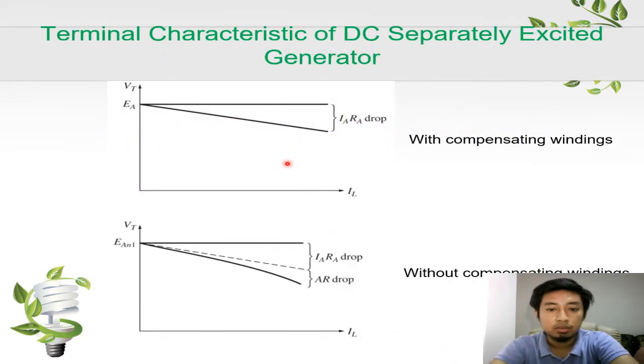Okay, I think this is not different compared to the motor. They still have the drop here, and the armature reaction here, so we still need to install the compensating winding.